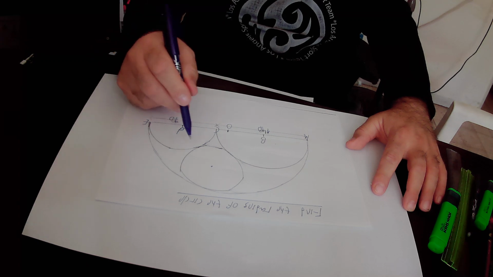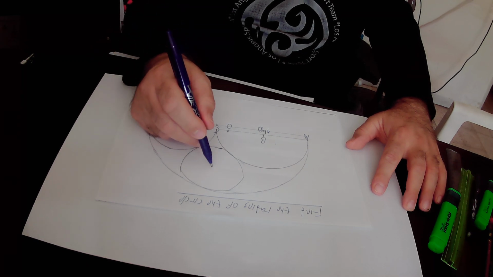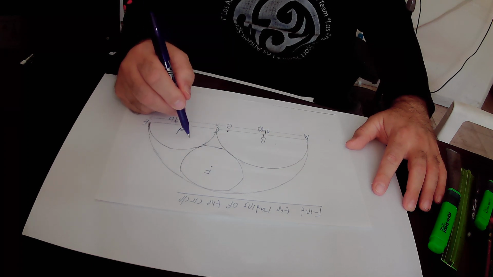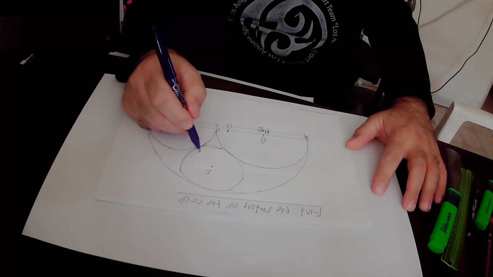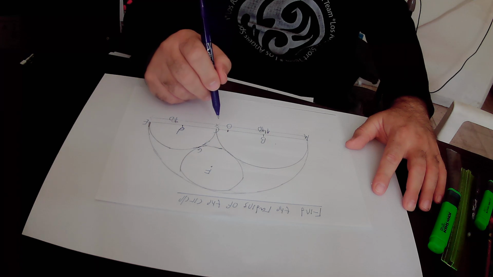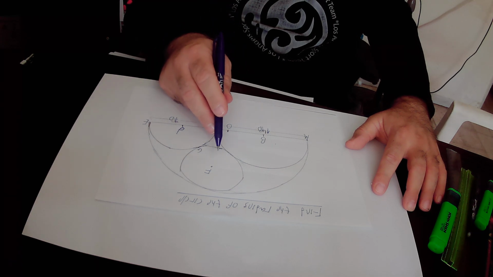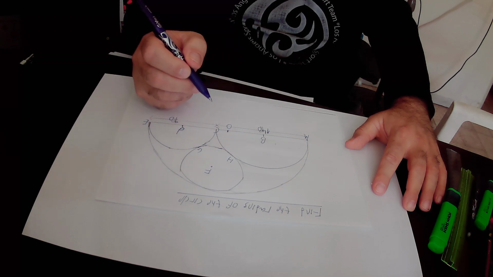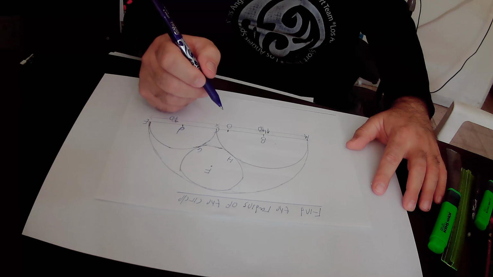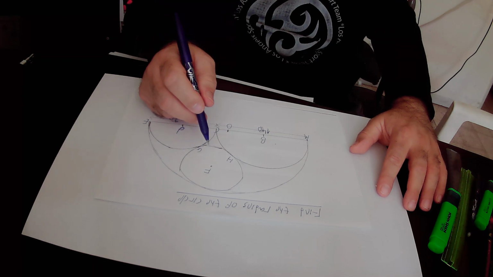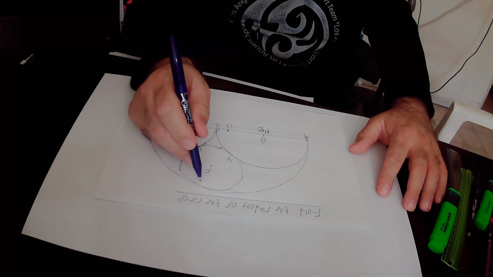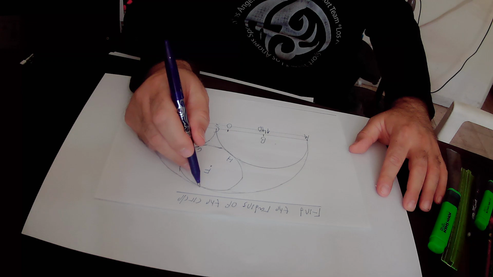The center of this circle will be defined as F. The touching point between the circle and the smallest semicircle will be defined as G. And the touching point between the semicircle and the circle will be defined as H. And finally, the touching point between this circle and the biggest semicircle will be defined as I.